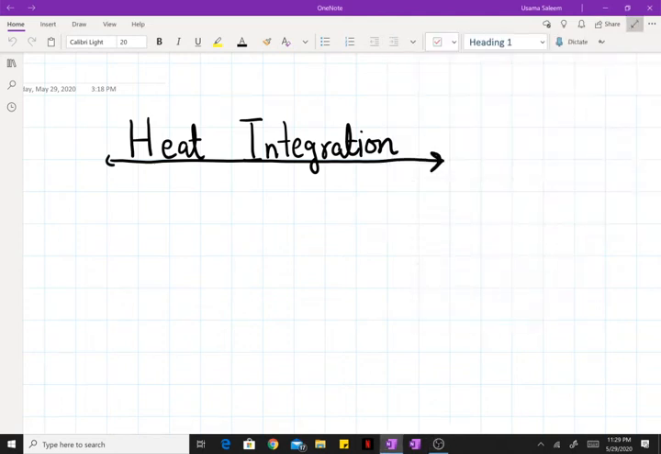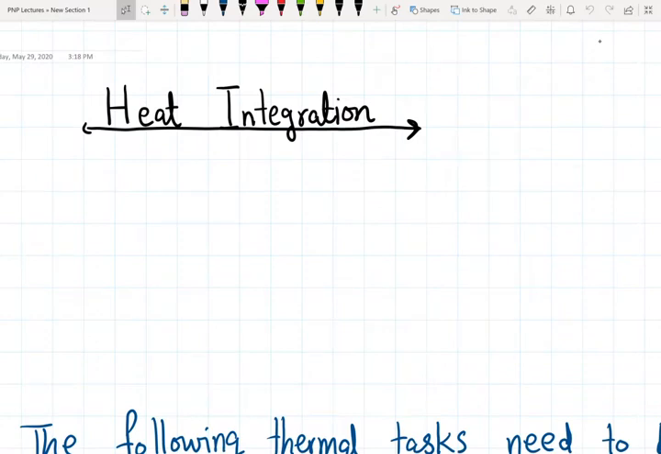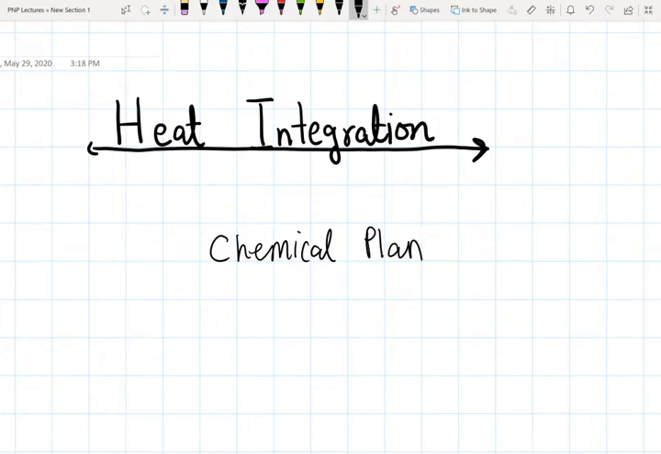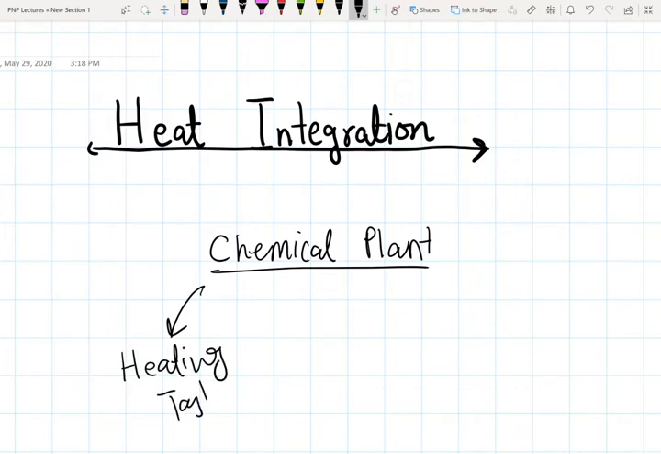Okay, welcome back everybody. In this video, we're gonna look over a new topic. We're gonna talk about heat integration. So in a continuous chemical plant, you have various streams that need to be heated up. For example, the feed entering a reactor needs to be heated up to a high temperature. And you have various streams that need to be cooled down. So you need to perform heating tasks and you need to perform cooling tasks.